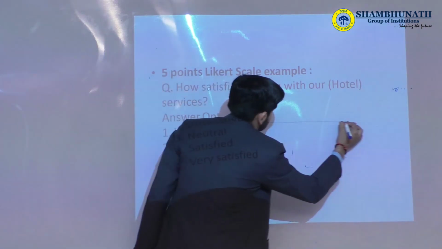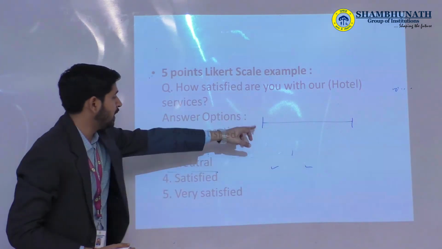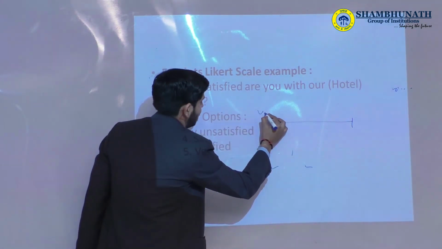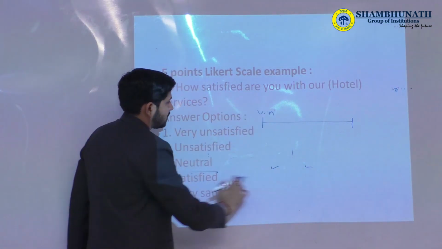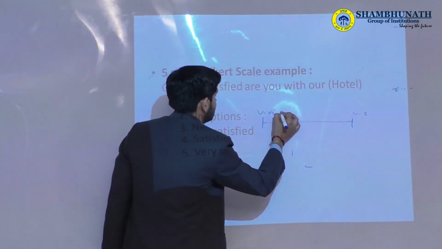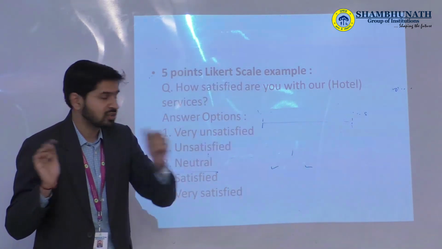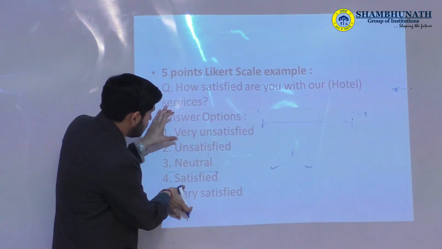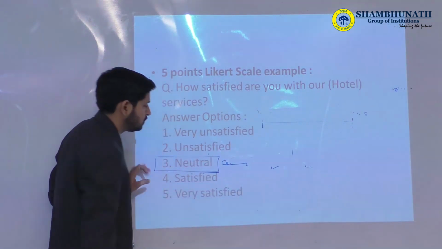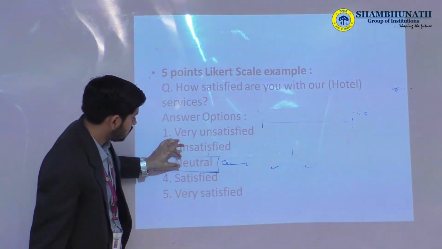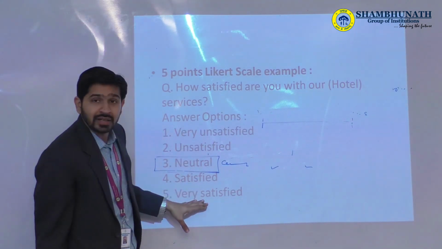Now suppose this is the scale. These are the 2 ends. This end is very unsatisfied, to very satisfied. Now very unsatisfied to very satisfied, these are the 2 different extreme ends. Now if you see these 2 ends, this is what we are talking about, the center. Center, focal point means neutral, center position. So very unsatisfied to very satisfied.